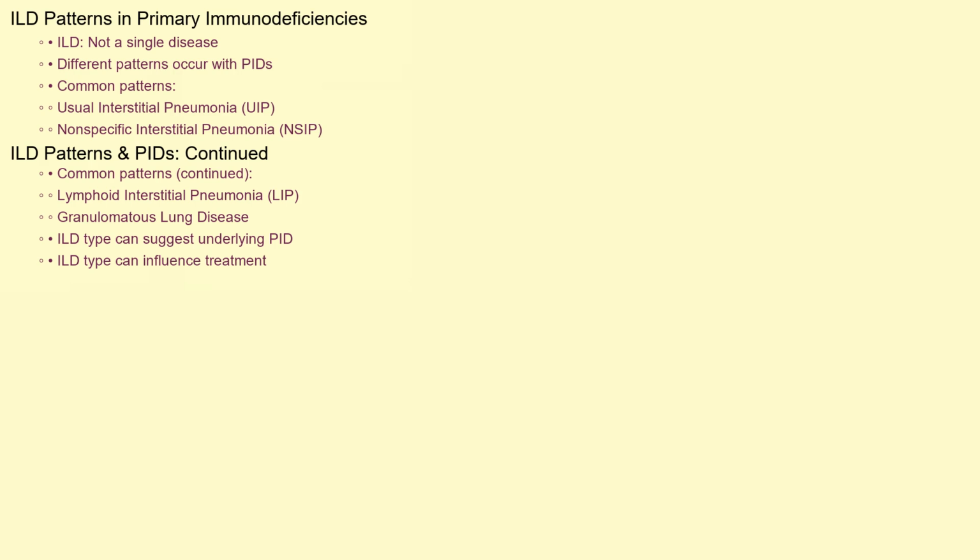While ILD itself isn't a single disease, there are several different patterns of ILD that can occur in association with PIDs. Some of the more common patterns include usual interstitial pneumonia, or UIP, nonspecific interstitial pneumonia, or NSIP, lymphoid interstitial pneumonia, or LIP, and granulomatous lung disease. The specific type of ILD can sometimes suggest a particular underlying PID or influence treatment decisions.